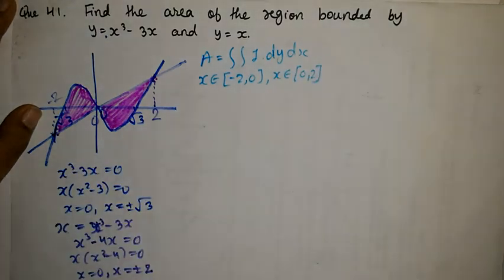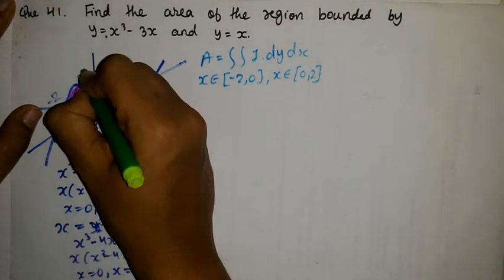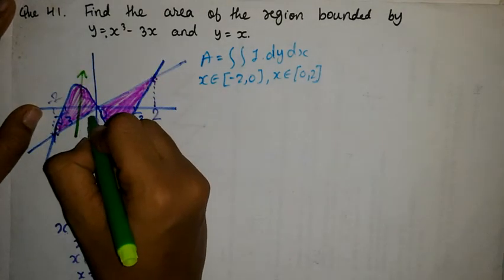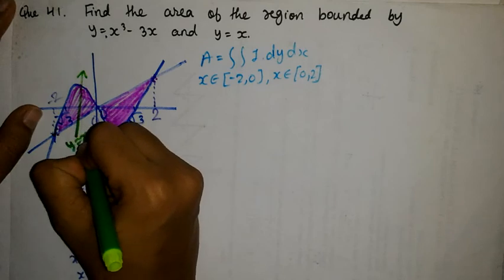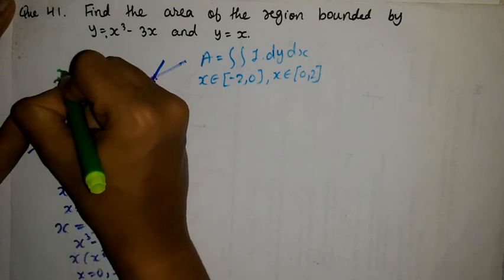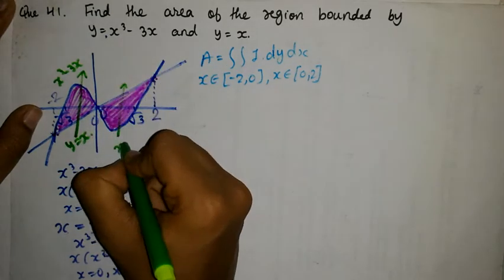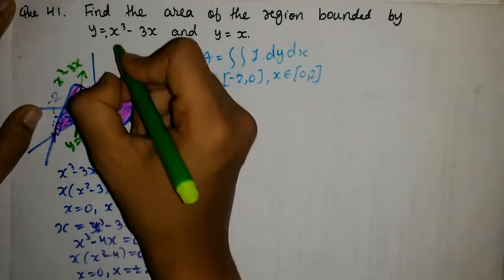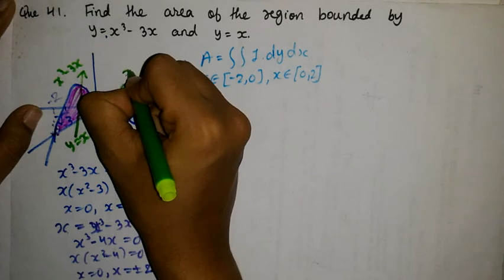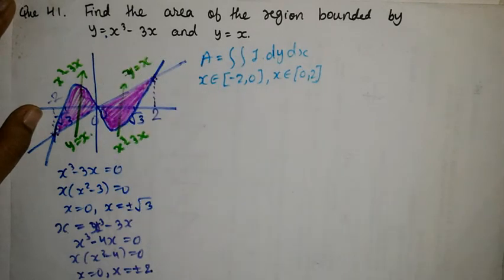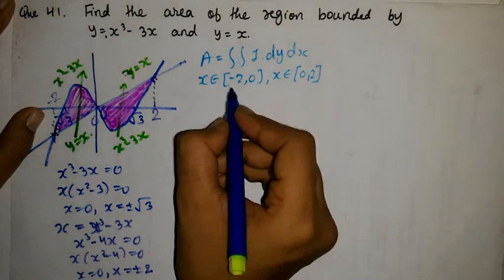Whenever it's dy dx, we draw the vertical line. So here it's entering from y is equal to x and it's leaving from y is equal to x cube minus 3x, and here it's entering from y is equal to x cube minus 3x, and it's leaving from y is equal to x. So let's divide area into two parts.